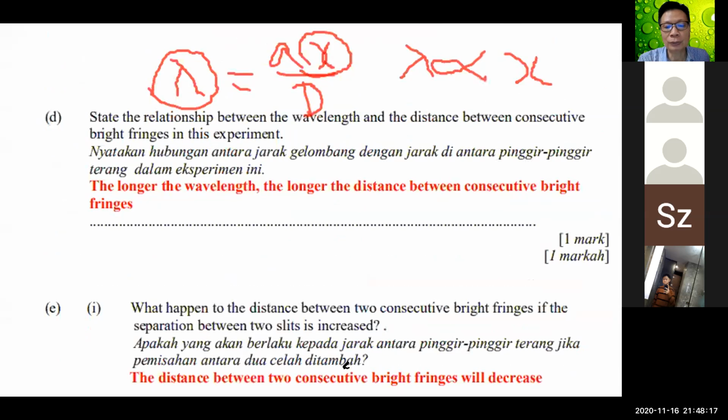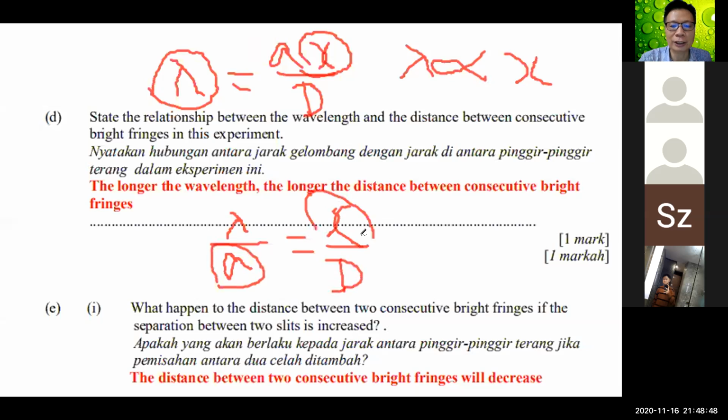So the distance between two consecutive bright fringes will decrease, because when you bring the a over, you want to see the a and the x, right? So the formula becomes lambda, the a you have to bring over here. You must put one on the left, one on the right, then we can see x is here and d. In that case, between a and x the relation is inversely proportional. One down, one up, so the relation is not directly, it's inversely. So the distance between two consecutive bright fringes will decrease when a increases, because the relationship is inversely proportional.